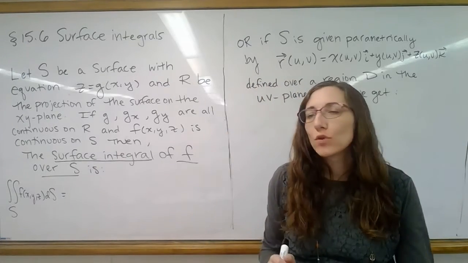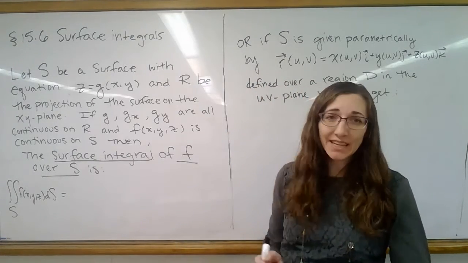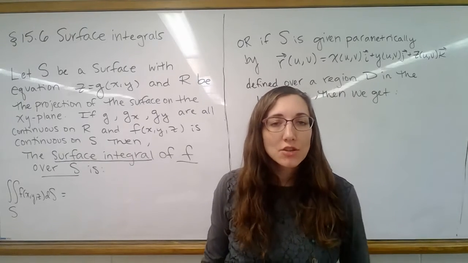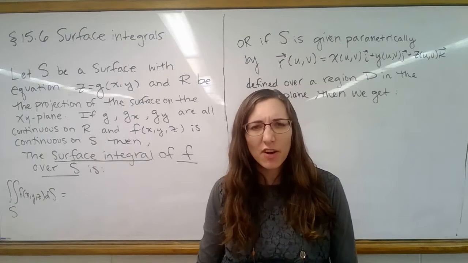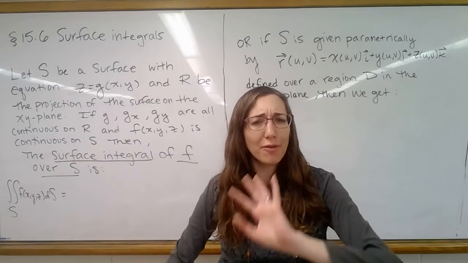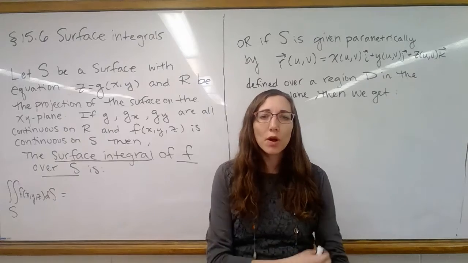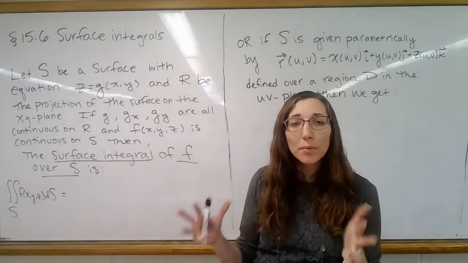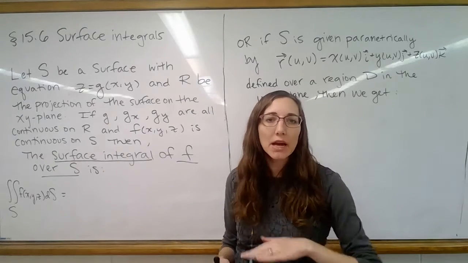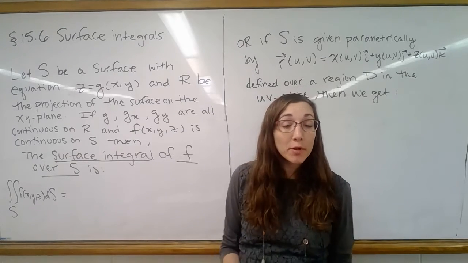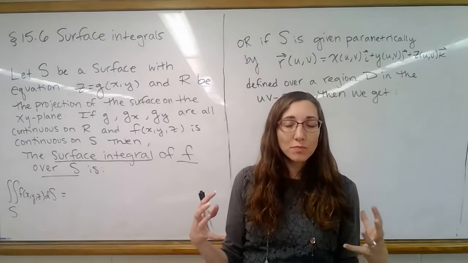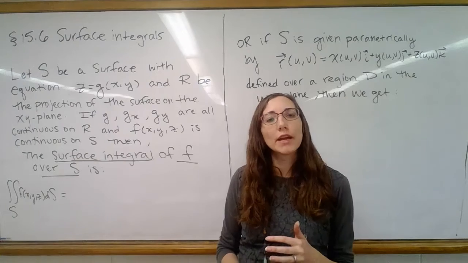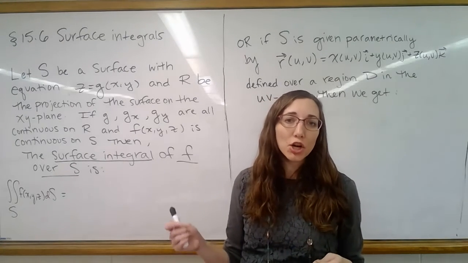All right, we are ready for section 15.6, and we're going to learn a new type of integral called a surface integral. It's kind of cool, again, thinking about all the different types of integrals we've been doing. We started with single variable integrals, where we're integrating over an interval of a number line. We did double integrals, where we integrated over area of a plane. We did triple integrals, where we integrated over volume of a solid. We did line integrals, where we integrated over the arc length of a curve.